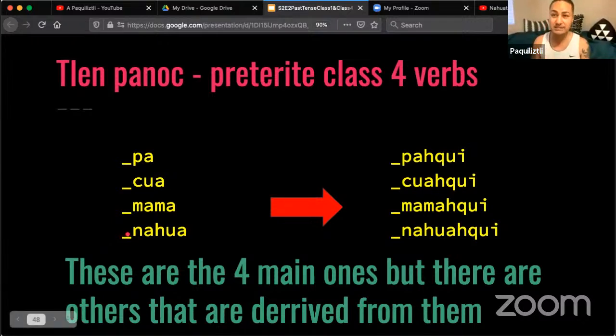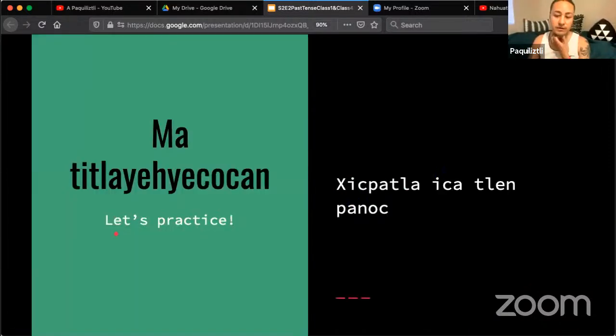Now what requires it? If you don't know this, go back to the class on transitive verbs. Not all verbs are transitive, but the ones that are transitive always require an object. Okay, so now xikpatla ikatlempanok. I'm going to give you some examples, and then you're going to xikpatla ikatlempanok.